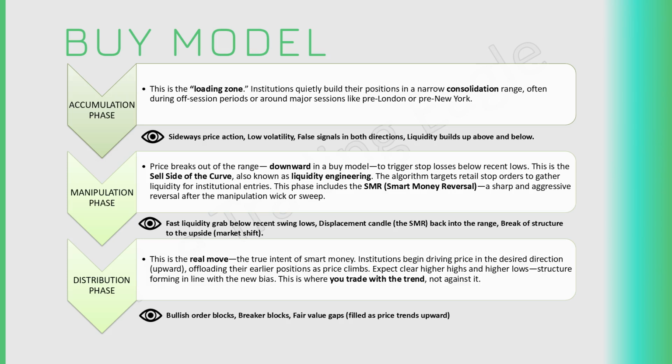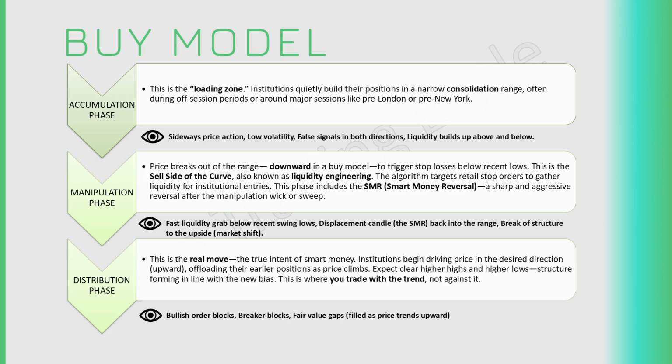Now the distribution phase. This is the buy side of the curve. And this is where they reveal the true intent of the smart money. The delivery begins driving price in the desired direction, in this case upward, offloading their earlier positions as price climbs. This phase is often supported by bullish order blocks, breaker blocks, and fair value gaps being filled as price trends upward.